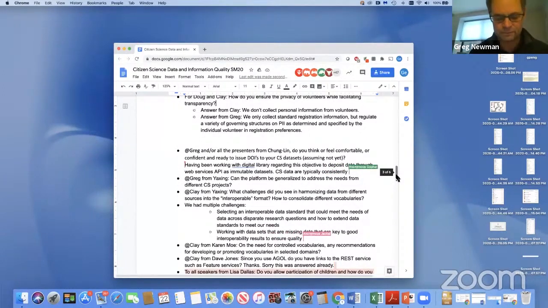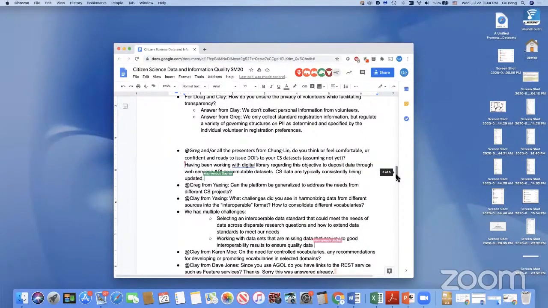So great question. We are at the 1 minute warning for this portion of the session, just so everybody's aware. Okay, thank you, David. I think we will have time for the next question. And this is from Yashin. Can the platform be generalized to address the needs from different citizen science projects?